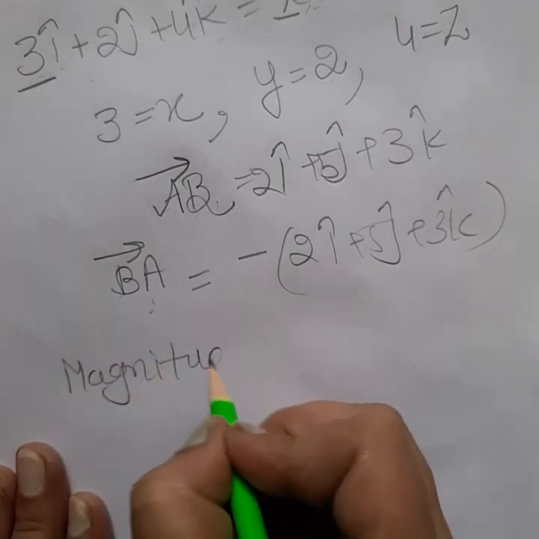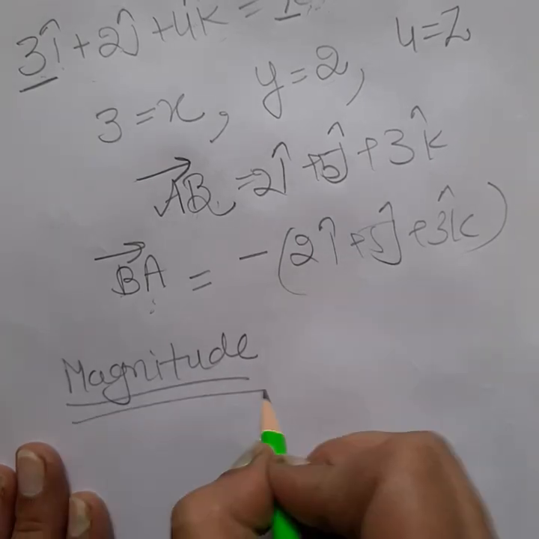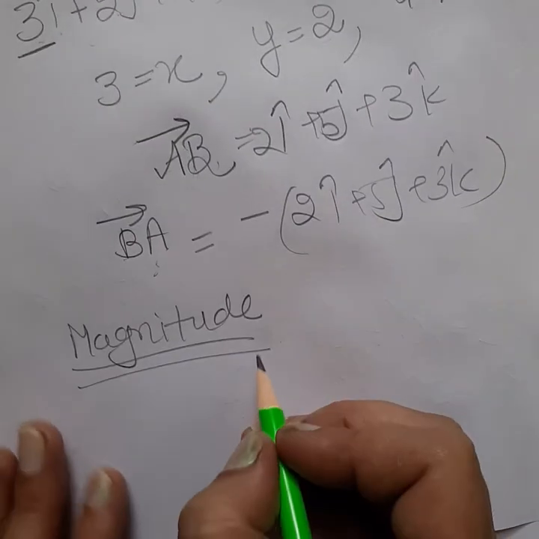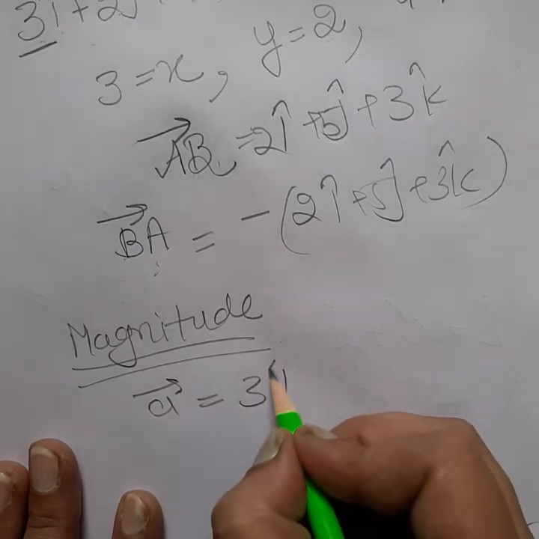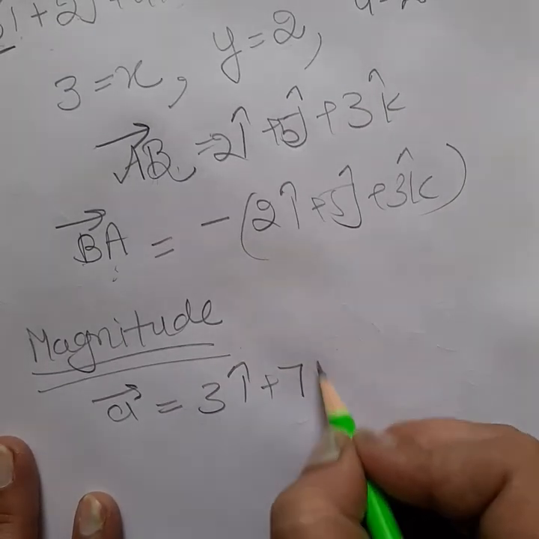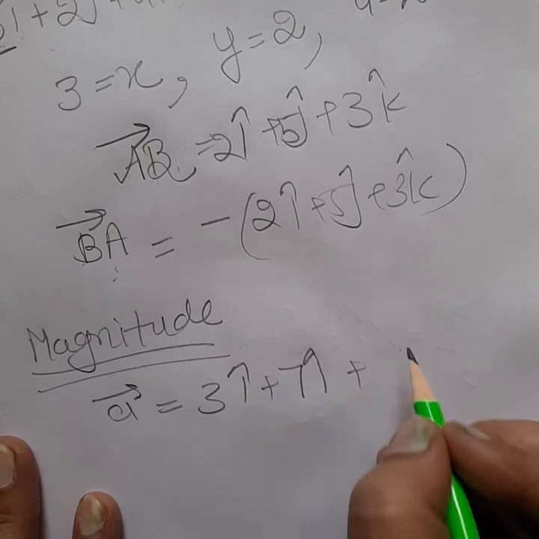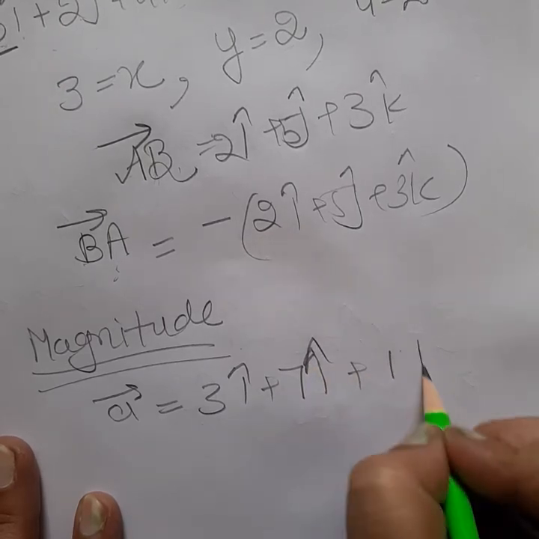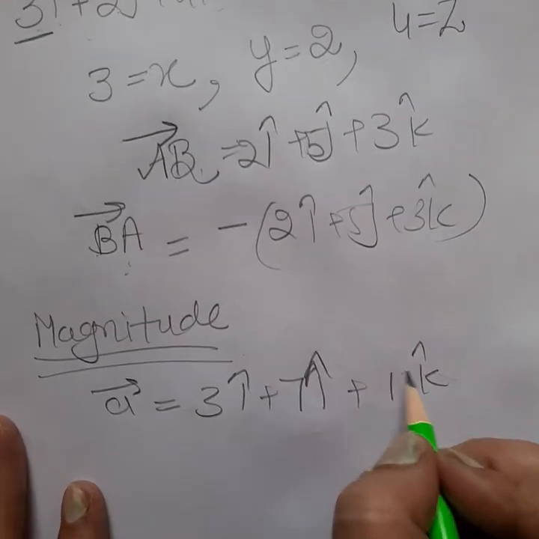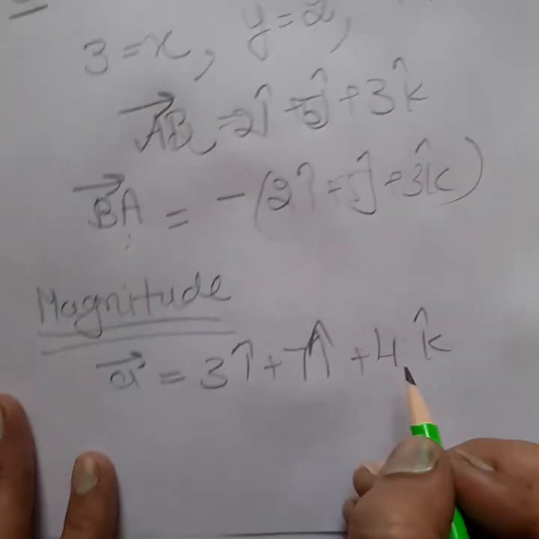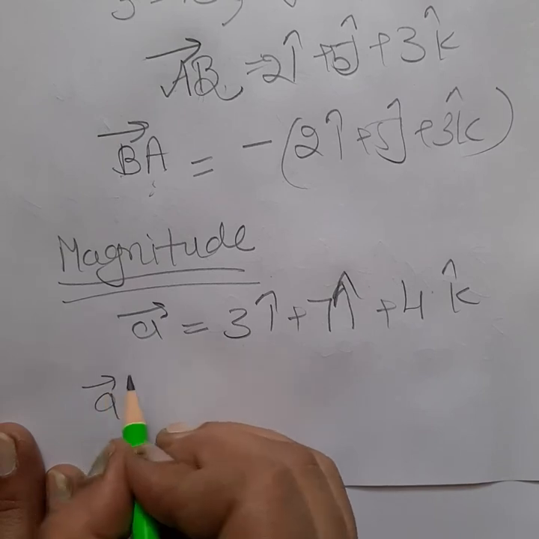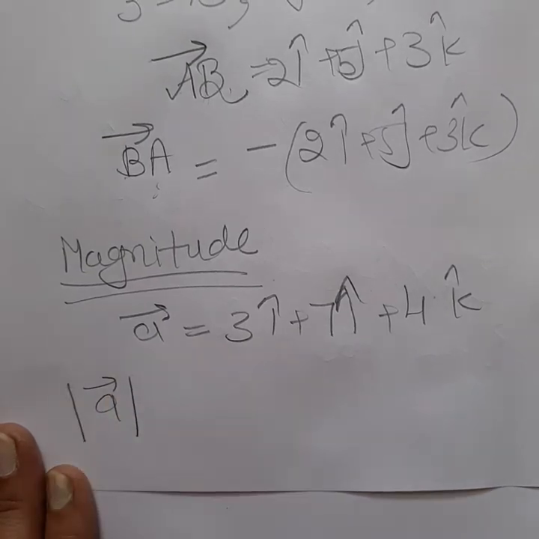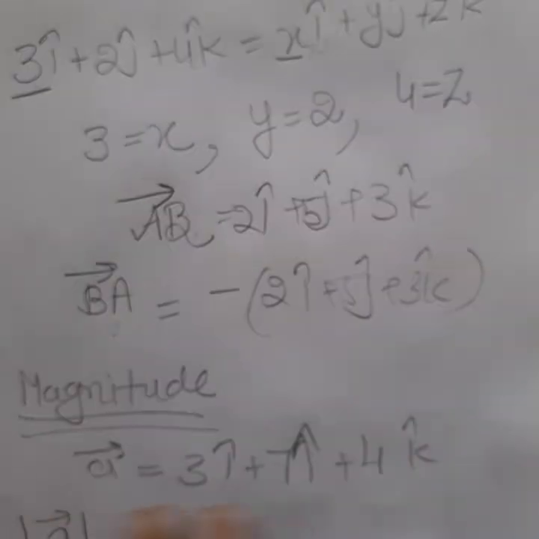Magnitude is the length of the vector, and here is how we can find the magnitude of a vector. Suppose we have the vector A like 3i plus 7j plus 4k. For finding the magnitude, you write here the sign of mod.